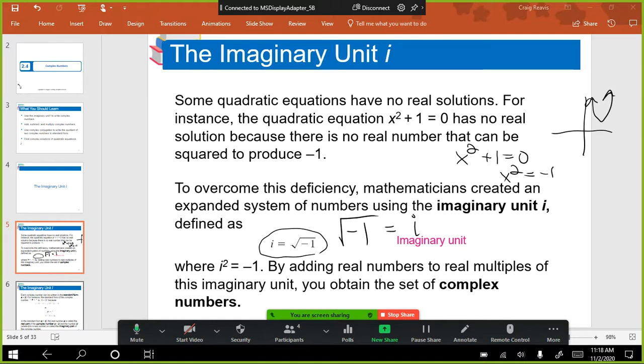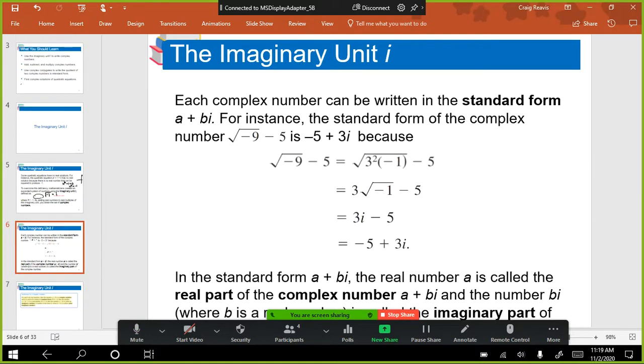So by adding real numbers to real multiples of this imaginary unit, you can obtain the set of complex numbers. All right. So everybody good on where we get the imaginary I? Square root of -1 is I. Each complex number can be written in the standard form A plus Bi.